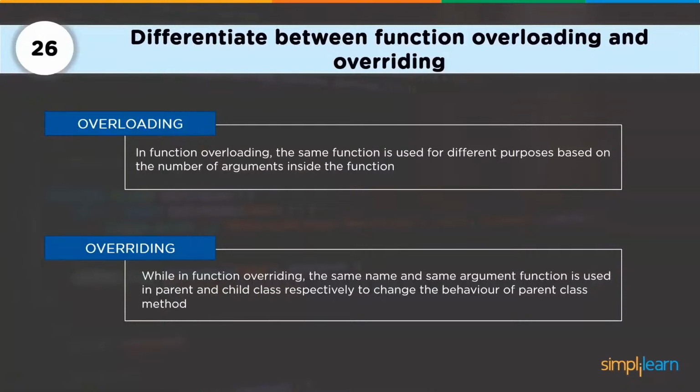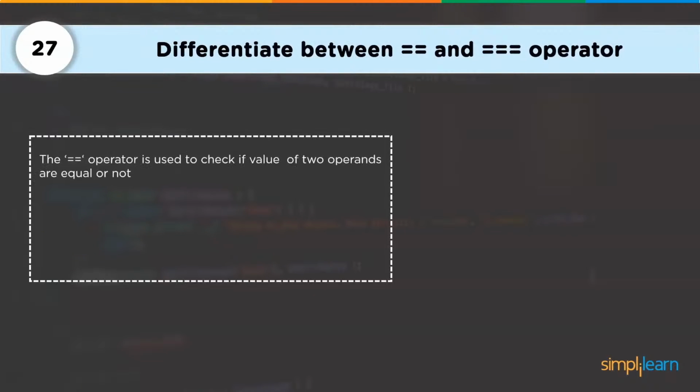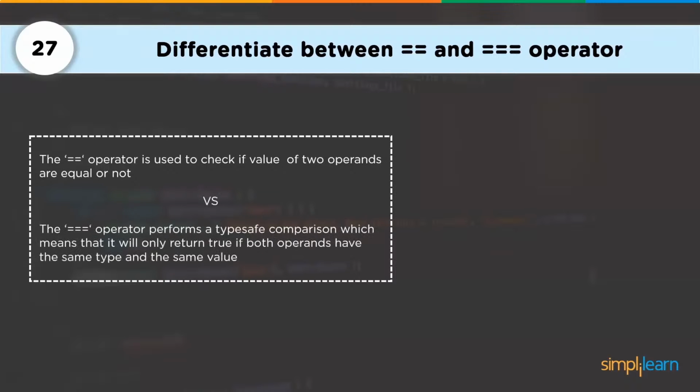Now let's move on to the next question, that is differentiate between equal to and triple equal operator. So a double equal operator is generally used to check if the value of 2 operands are equal or not. It is generally used in conditional statements, while a triple equals operator performs a type safe comparison, which means that it will only return true if both operands have the same type and the same value.